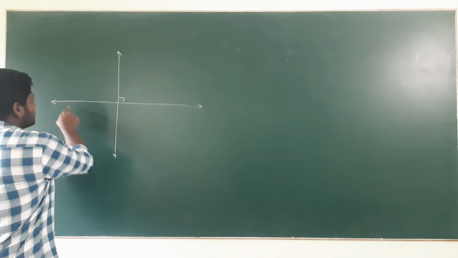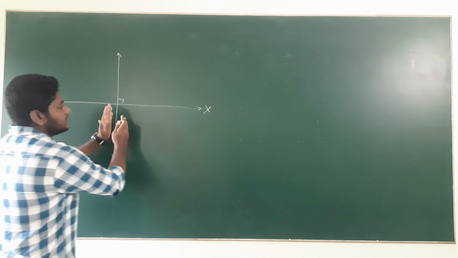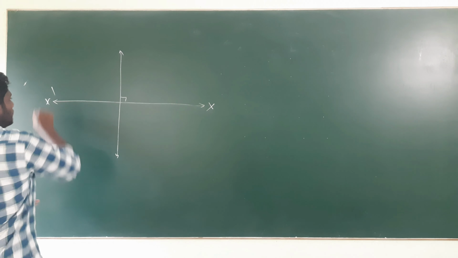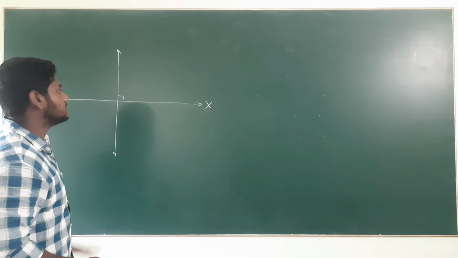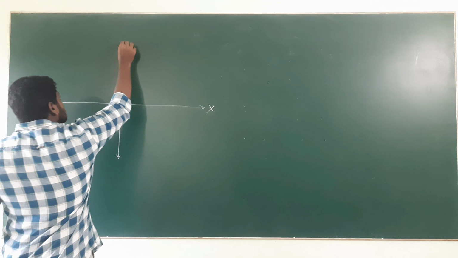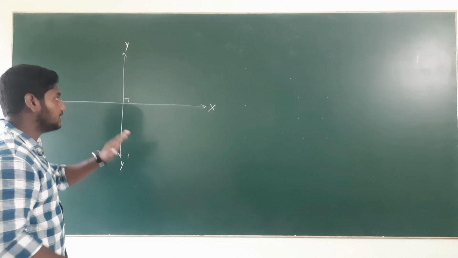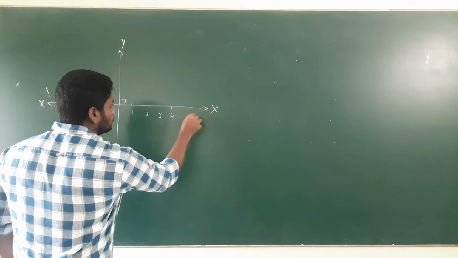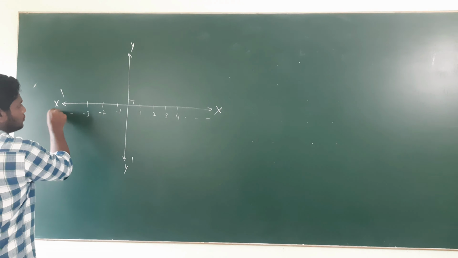This horizontal line I will consider as the x-axis. The right side of this line I will consider as positive x-axis. Left side is negative, nothing but x dash. This vertical line I will consider as the y-axis. Above that I will consider as positive y-axis. This is negative y-axis. Then the numbers I will write: 1, 2, 3, 4, so on to infinity. Here negative, -1, -2, -3, so on.